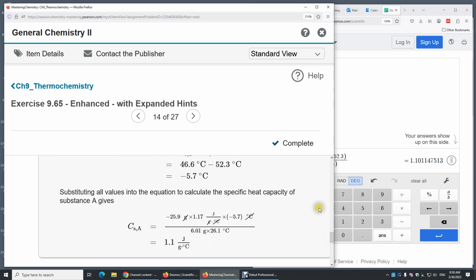Alright, similar calculations. If you look at this calculation on top, they have the mass of water, the mass of B, C sub S of B, temperature change of B divided by the mass of A and temperature change of A.